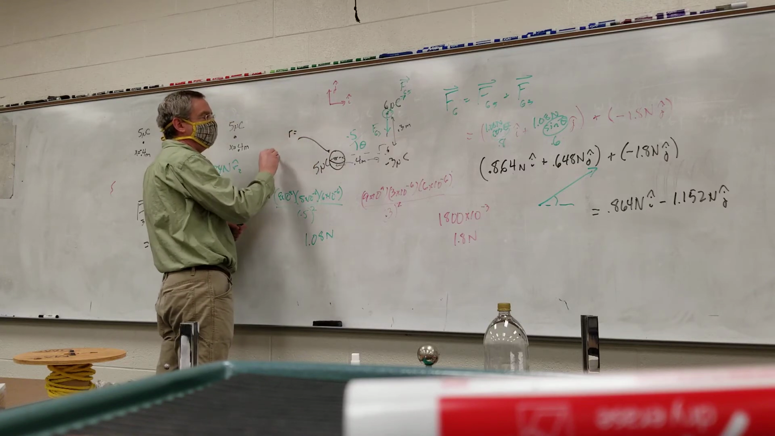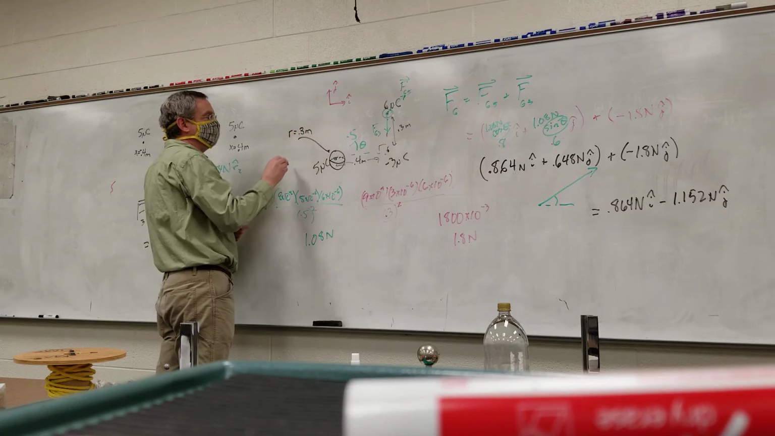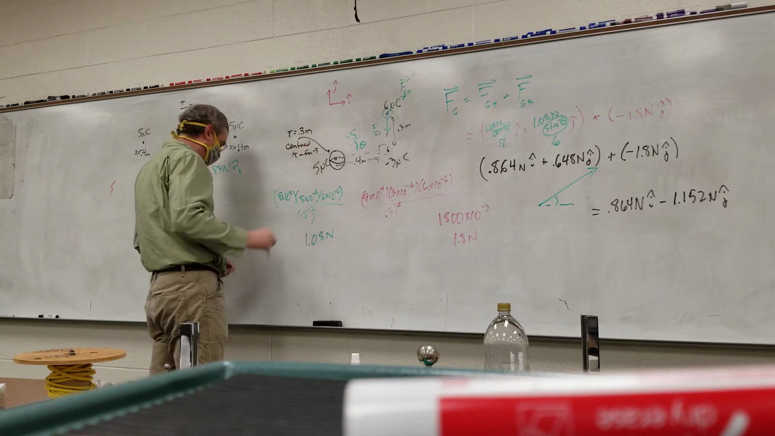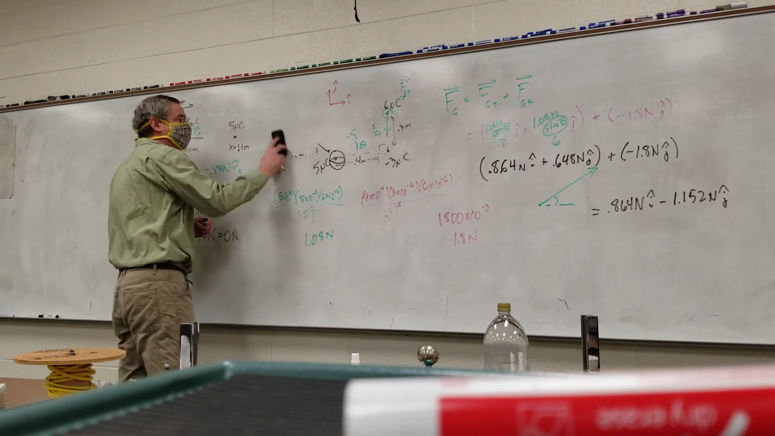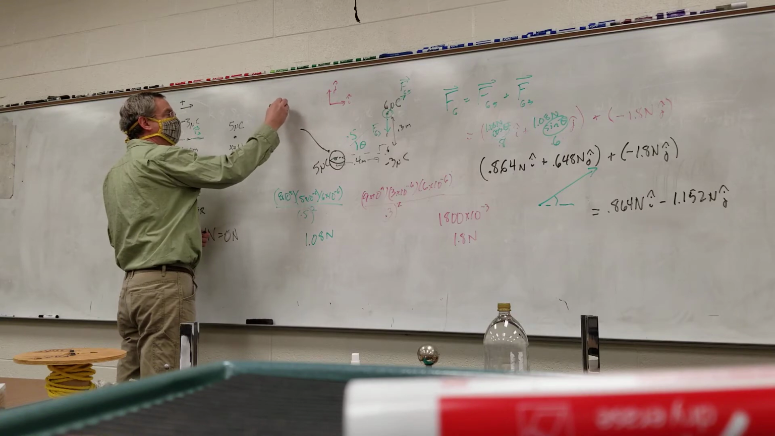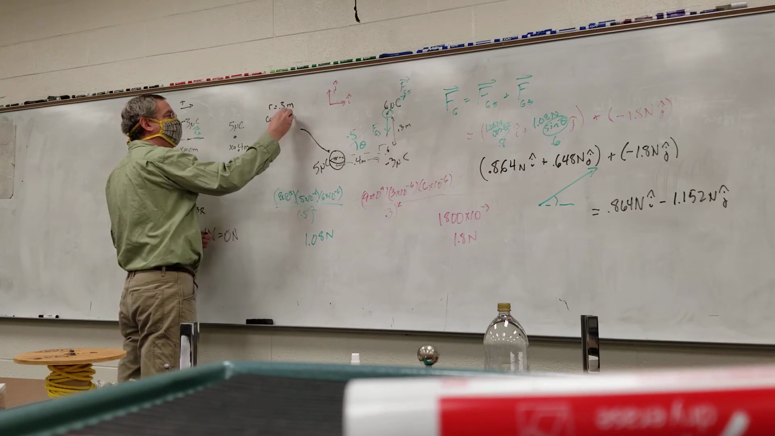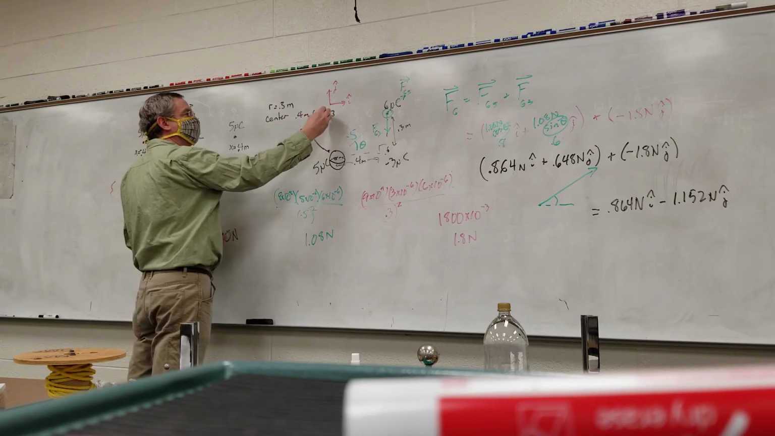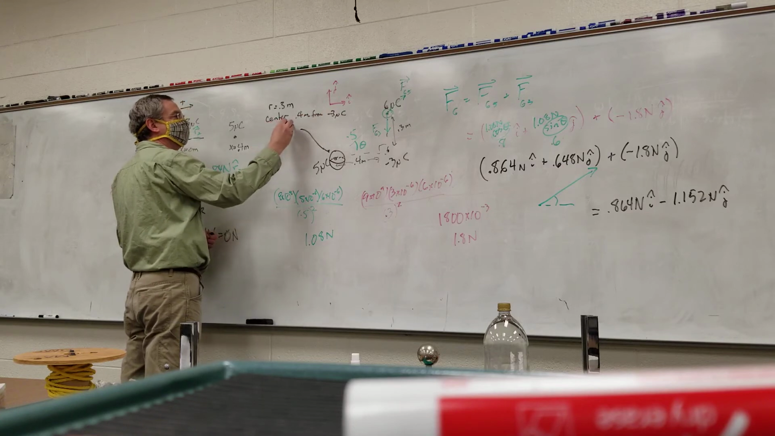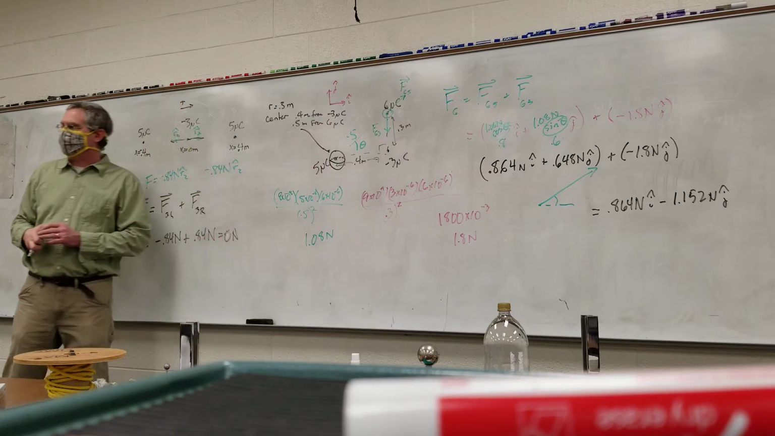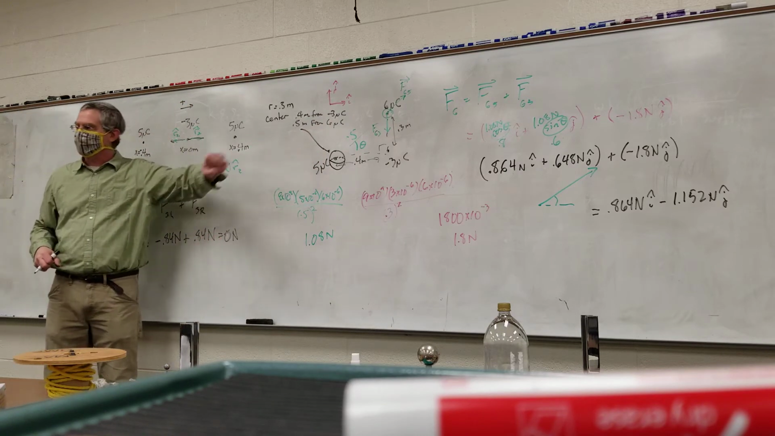The radius of the sphere is 0.3 meters, and it's centered 0.4 meters from the negative 3 microcoulomb charge, and 0.5 meters from the 6 microcoulomb charge. In other words, the center of the sphere is exactly where the point charge was.